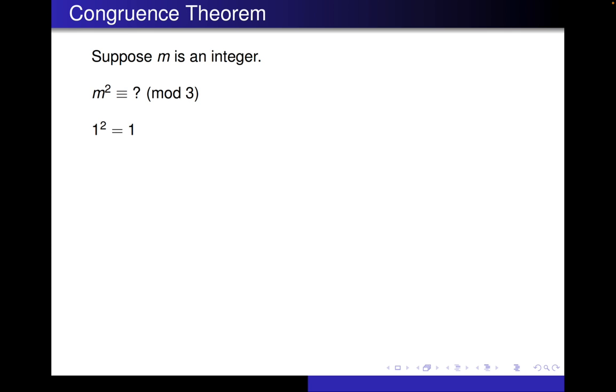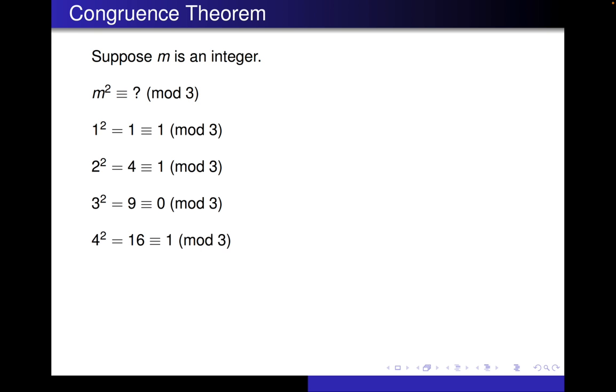So 1 squared is equal to 1, so that's congruent to 1 mod 3. For 2 squared we get 4, which is congruent to 1 mod 3 as well. We see a pattern building. 3 squared is a little bit different. We get 9, which is congruent to 0 mod 3. But then when we get back to 4, we get 16, which is again congruent to 1. We get the same pattern going over again. 5 squared is 25, which is 1 mod 3. And then 6 squared is 36, which is 0 mod 3. So we can see a pattern emerging here.